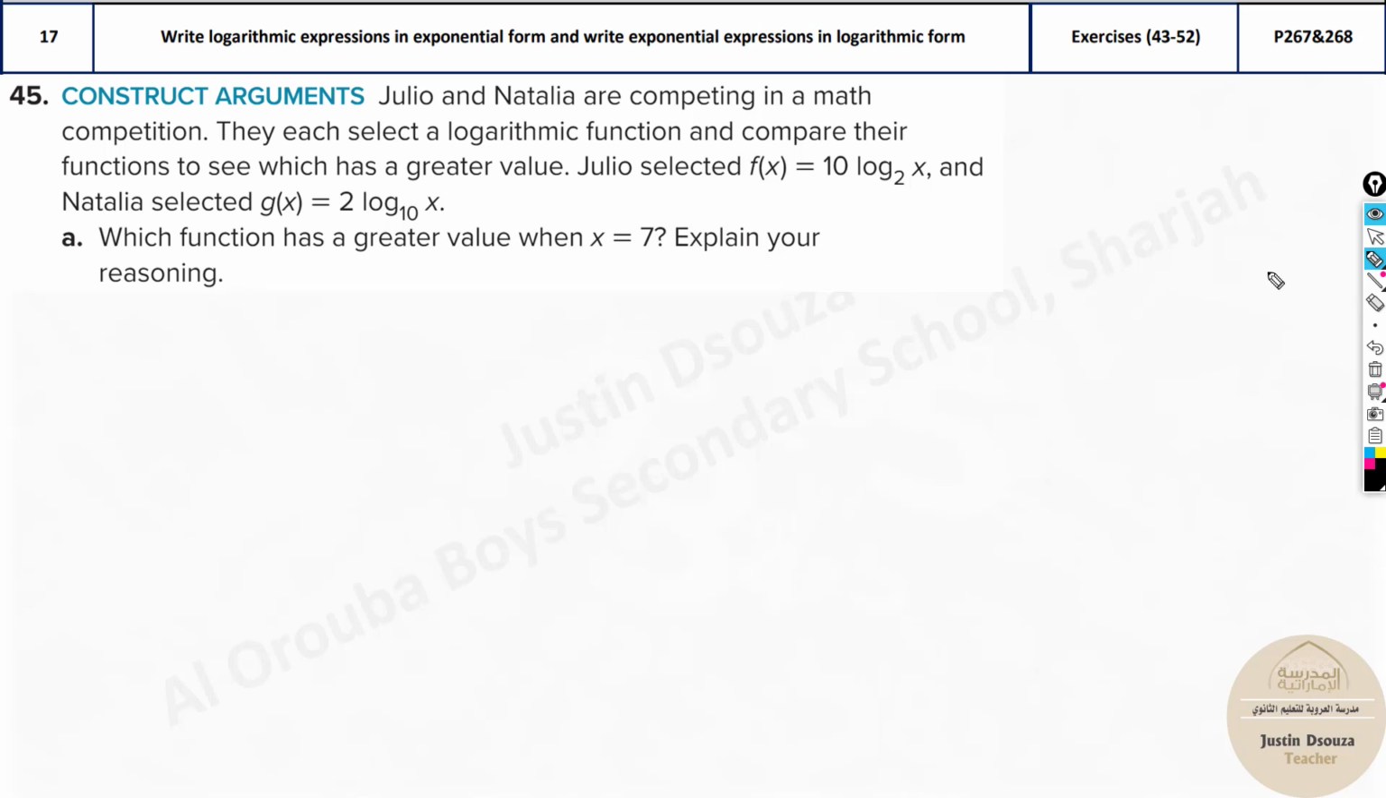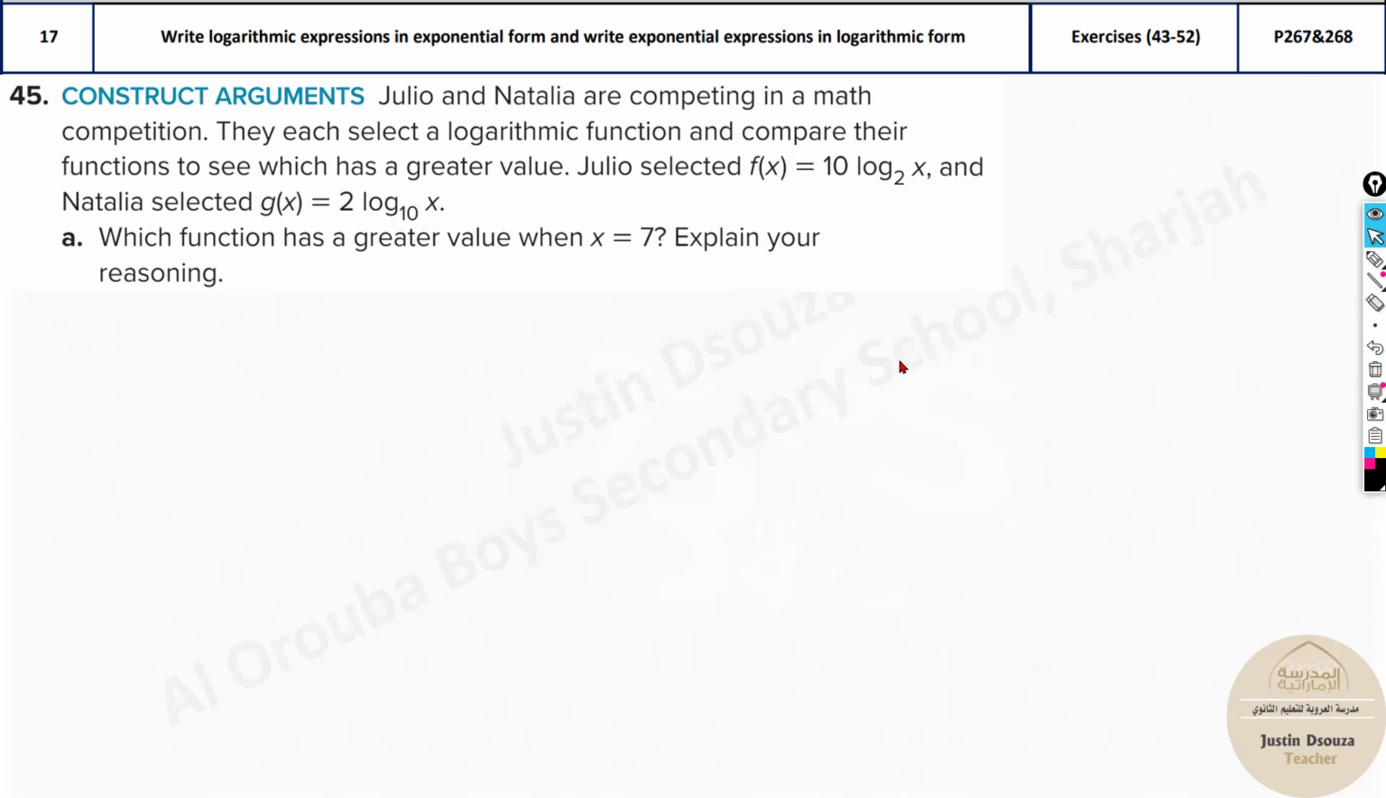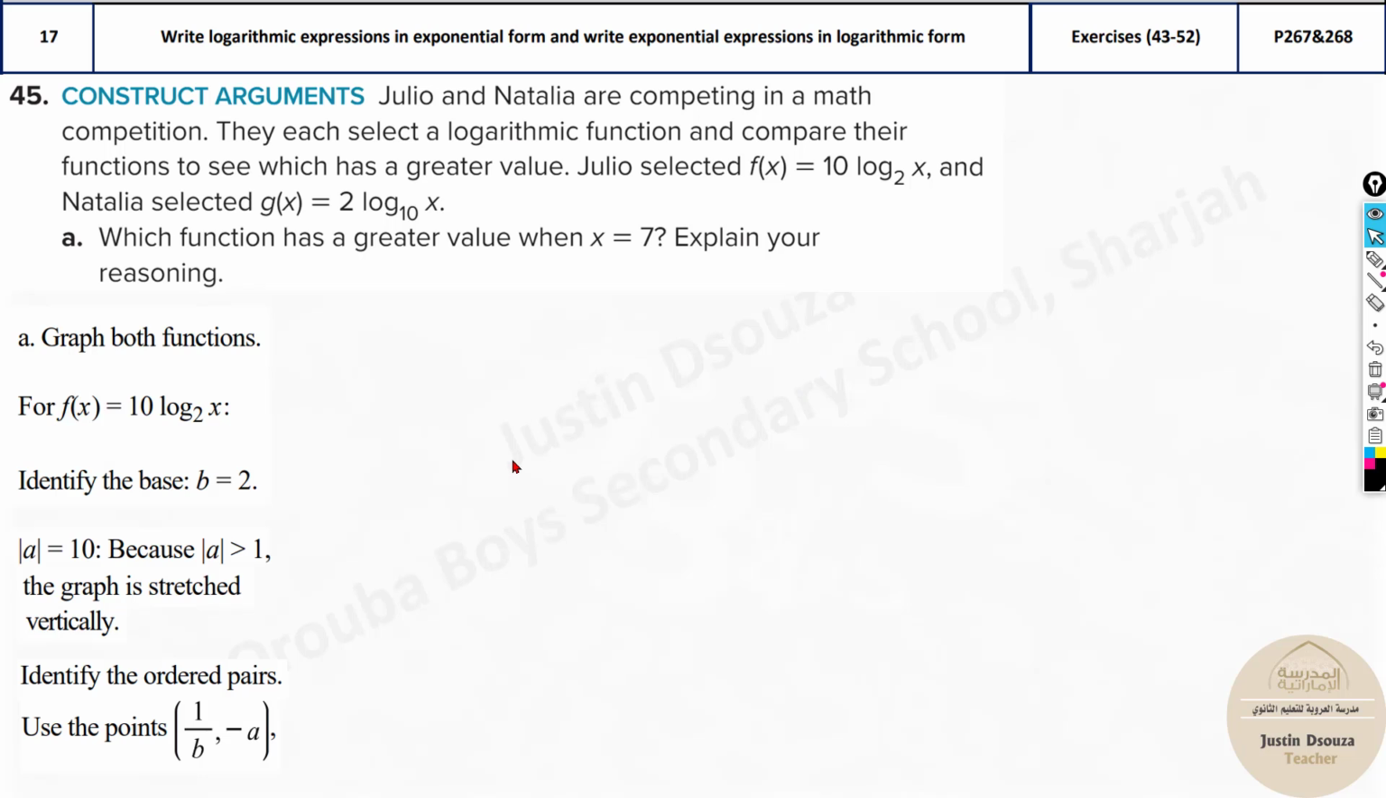Now, to be honest, I don't know exactly what they are asking. They're asking to compare the functions to find which has a greater value. See, whatever I just told you, if you have written that stuff and then said this is greater because the base is smaller, so it's a much bigger value, that is more than enough explanation, that is reasoning. Let's see what they are asking for. Okay, they are graphing both functions.